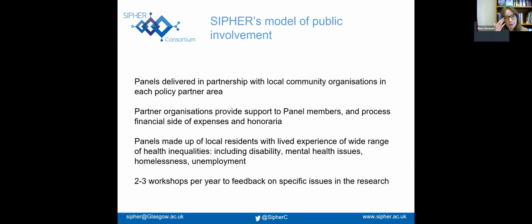So the model of public involvement that we chose, and I'm going to go through this quite quickly, partly because some have heard it before and partly because it's written up elsewhere, is that our panels were delivered in partnership with a local community organisation in each of our 3 policy partner areas. So that was Greater Manchester, Scotland and Sheffield. Those partner organisations provided a whole range of support and kind of scaffolding to our panel members, especially to those who were finding some of the process more challenging than others. And they also processed the financial side of things in terms of expenses for our panel members and the honoraria for those who were able to receive those.